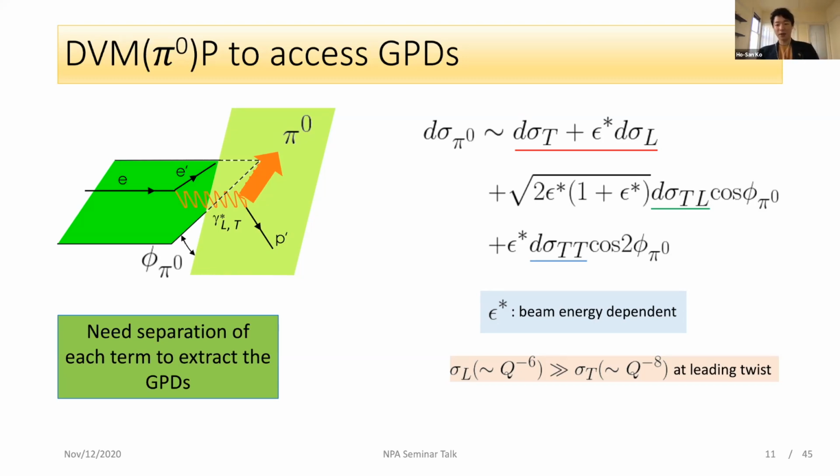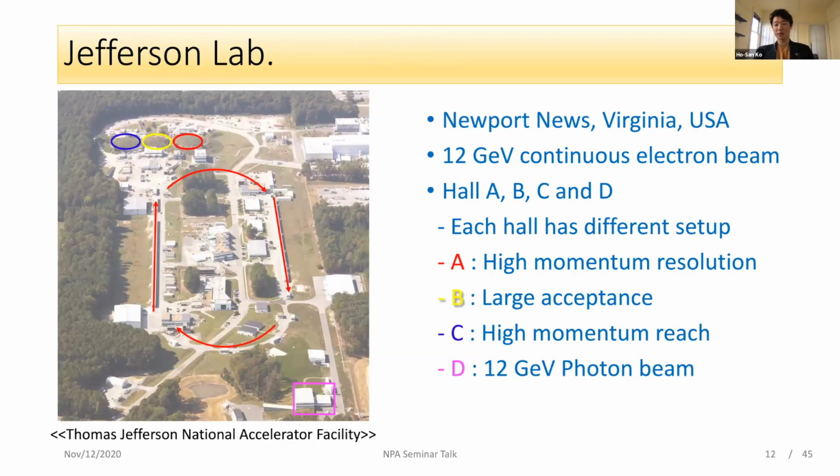These kinds of reactions have small cross-sections, so high luminosity of the experiment is required to measure them. One of the best facilities in the world that has those capabilities is Jefferson Lab. Jefferson Lab is in Newport News, Virginia, and it has a 12 GeV continuous electron beam and four experimental halls, A, B, C, and D. They have different setups. Hall A has high momentum resolution, Hall B has large acceptance, Hall C has higher momentum reach, and Hall D uses a 12 GeV photon beam.